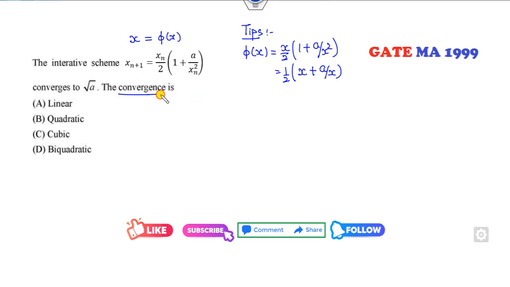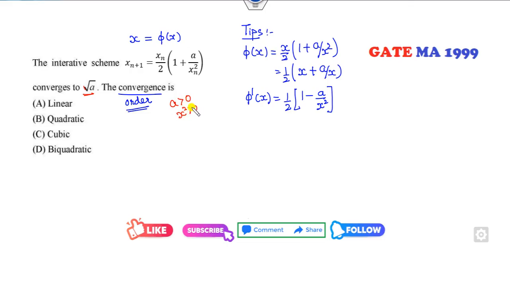So now what does convergence mean? They are talking about the order of convergence. So I will tell you two different methods. The first method is, as usual, I can start from here. It is half of 1 minus a over x square. Now you can see that x square is always positive. It converges to the root of this, so a is also positive.